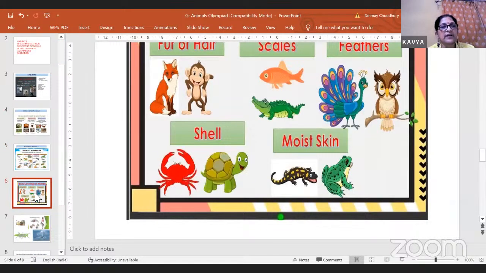The body covering. The body is covered with fur or hair, for example, all the mammals. Body is covered with waterproof scales, for example, fish. Body is covered with dry scales, for example, reptiles. Body is covered with feathers and wings, for example, birds. Body is covered with shell, for example, invertebrates and vertebrates. Body is covered with moist skin, for example, amphibians that breathe in water through moist skin.